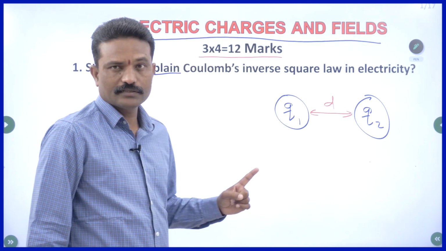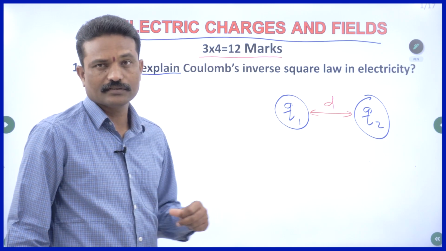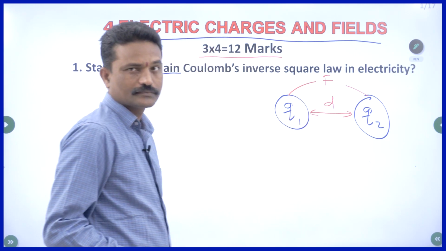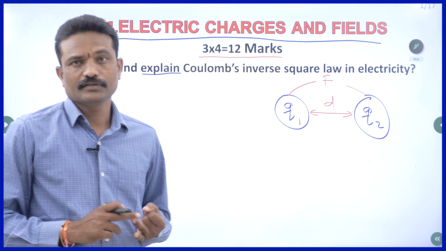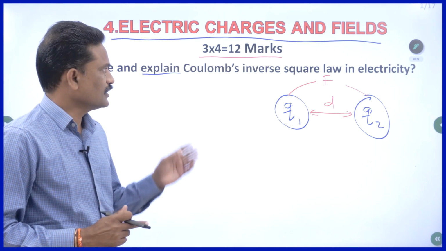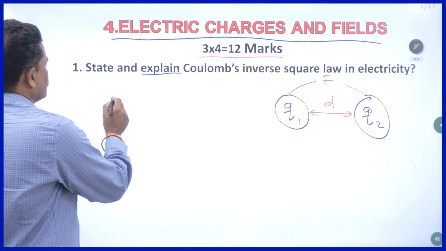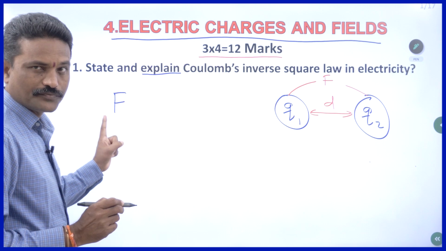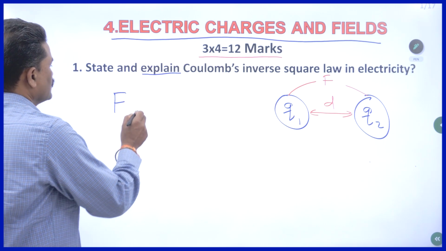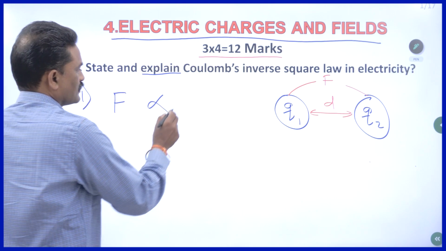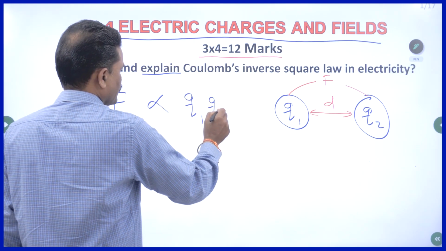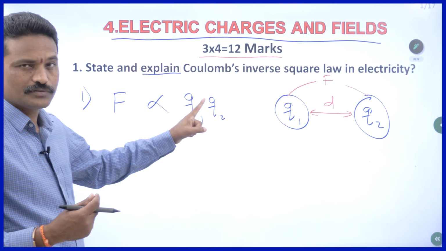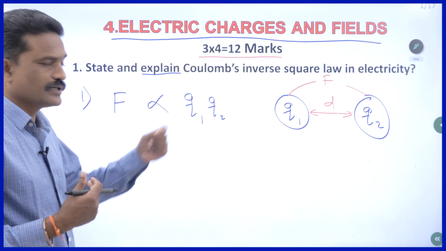If they are like charges, they will repel. If they are unlike charges, they will attract. So there is some electrostatic force acting between them. That can be force of attraction or that can be force of repulsion. According to Coulomb's inverse square law, the force acting between the two charges, that is the electrostatic force, the force of attraction or repulsion, is directly proportional to the product of the magnitudes of the two charges. That is, F is directly proportional to Q1 Q2, the product of Q1 and Q2.